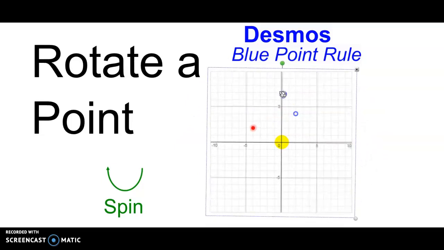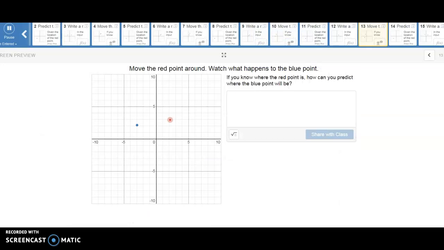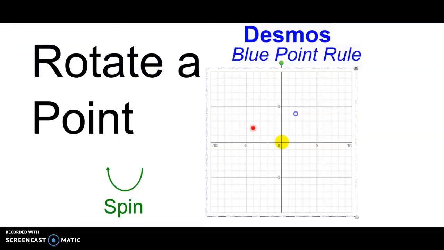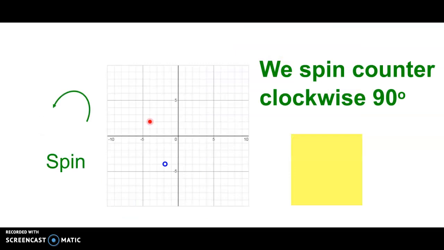So let's take a look at the first slide in the Desmos activity. I love this one because at first, when I grab this dot and I try to figure out what's going on, I'm like, oh my gosh, how could you possibly predict where this blue dot's going? It makes no sense whatsoever. Sometimes it's coming closer, sometimes it's running away from me. What is going on?